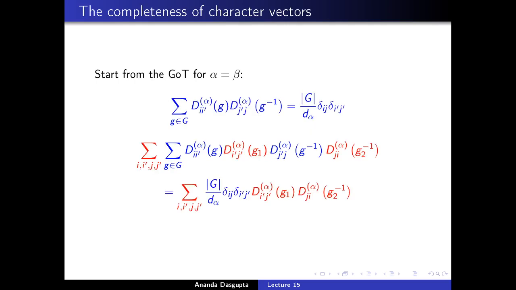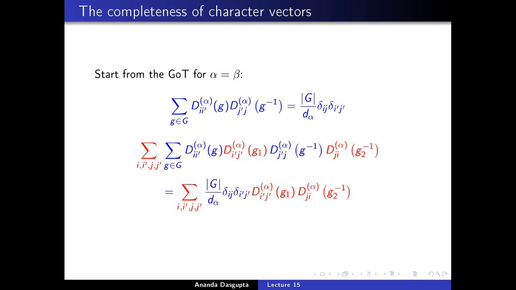What I am doing is I have inserted some new things which are written in red here. D alpha i prime j prime G1 has been sandwiched between the original two terms in blue, and on the right I have written d alpha ji G2 inverse. Notice that the way the indices have been placed, d alpha ii prime G followed by d alpha i prime j prime for G1, then d alpha j prime j for G inverse, then d alpha ji for G2 inverse is exactly the correct order in which things should occur for matrix multiplication. And in order to do that, I am actually summing up over i prime, j and j prime.